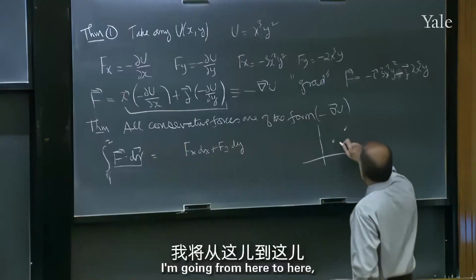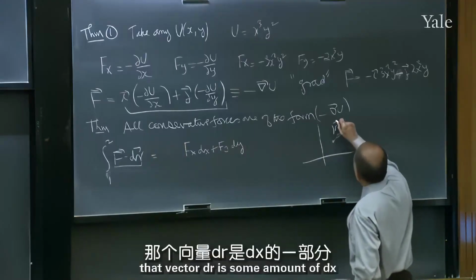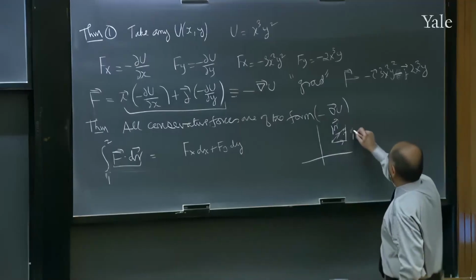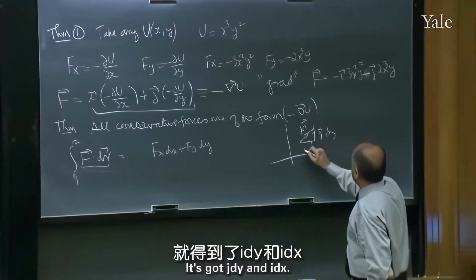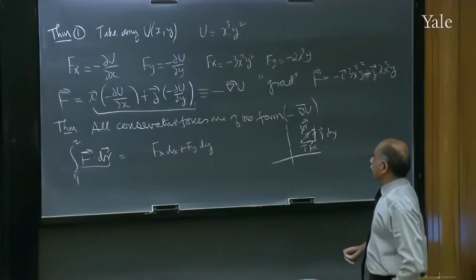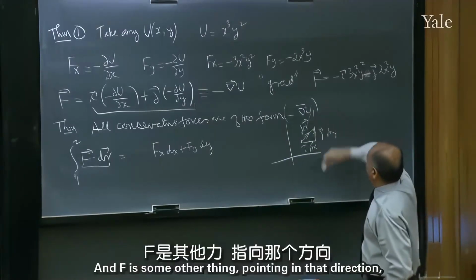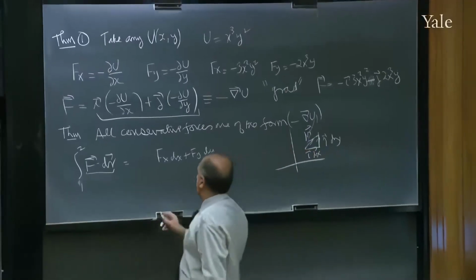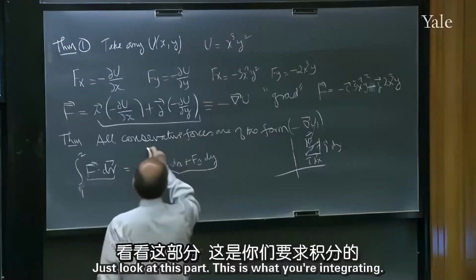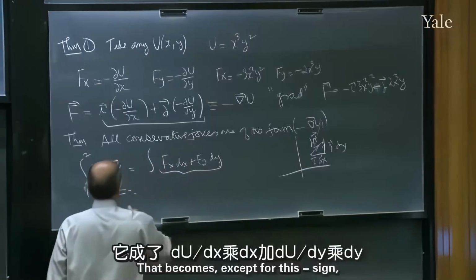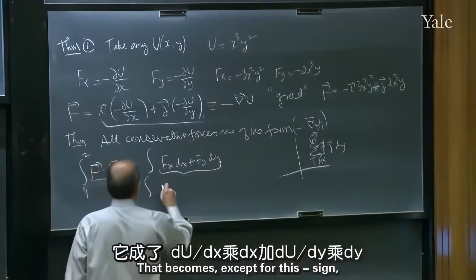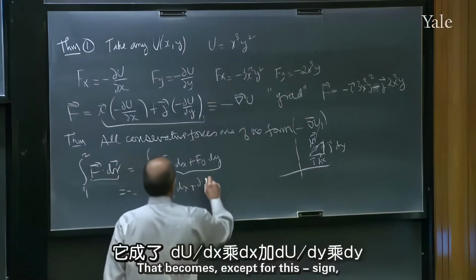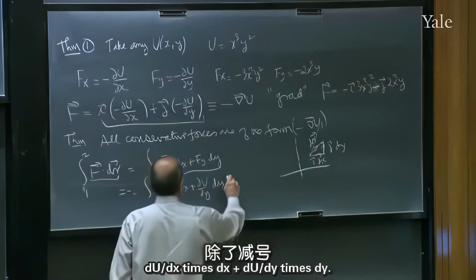I'm going from here to here. That vector dr is some amount of dx and some amount of dy. It's got i dx and j dy. And F is some other thing pointing in that direction. So F dot dr is this. Just look at this part. This is what you're integrating. That becomes, except for this minus sign, du/dx times dx plus du/dy times dy.